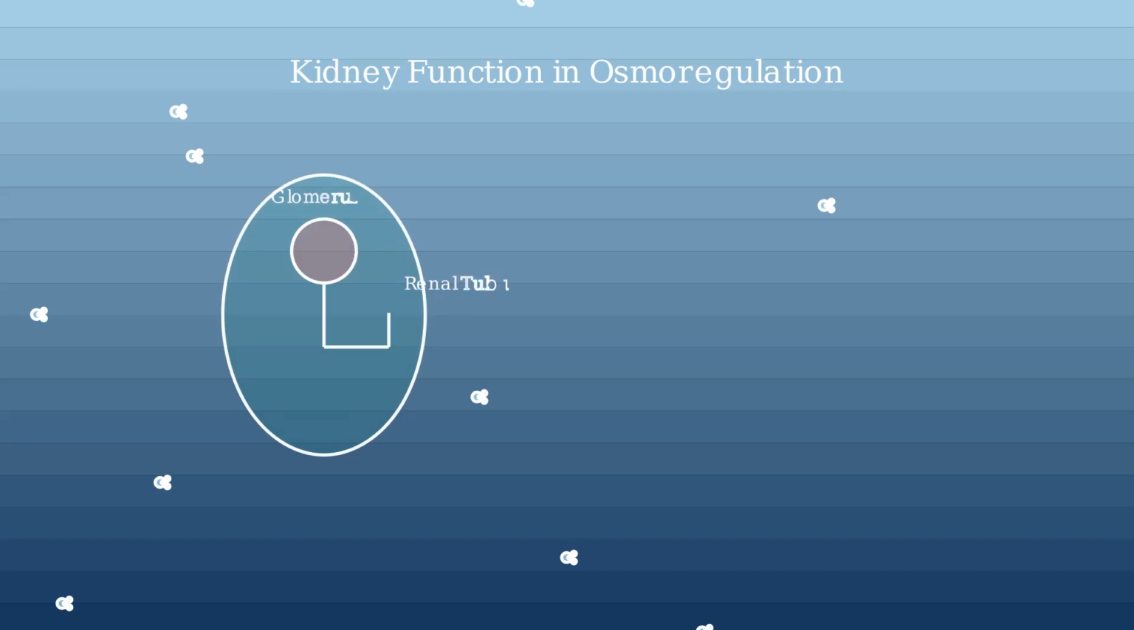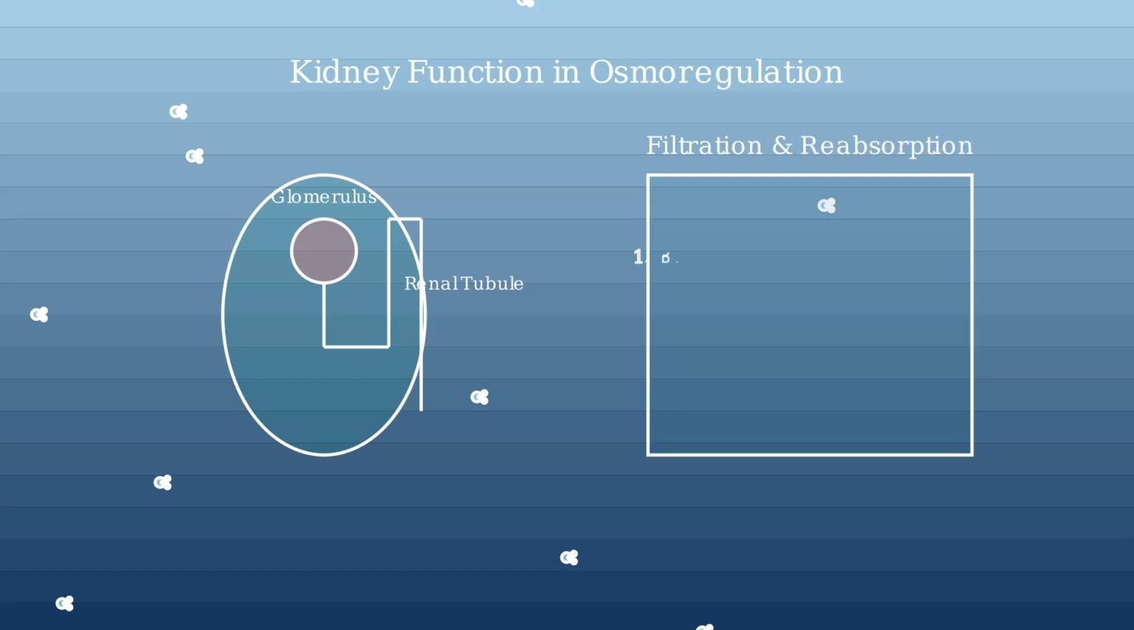The kidneys are vital organs for osmoregulation. Each kidney contains over 1 million nephrons, which are the functional units responsible for filtering blood. The process begins with filtration at the glomerulus, where water and small solutes enter the renal tubules. As fluid travels through the tubules, selective reabsorption of water and essential solutes occurs.